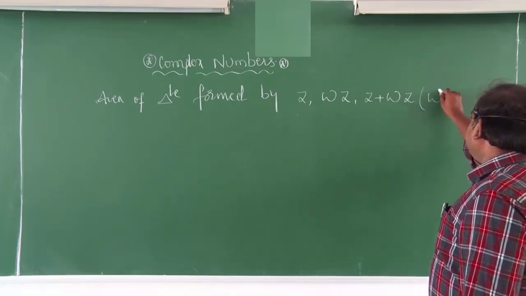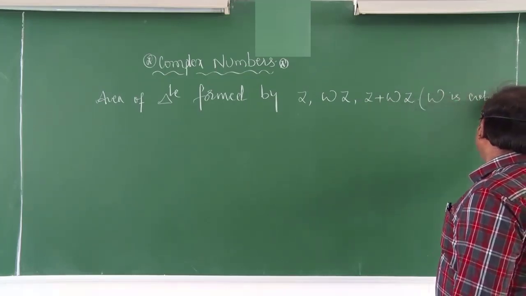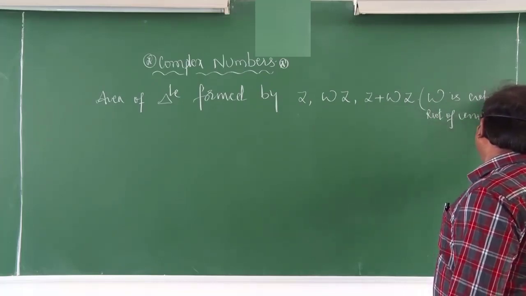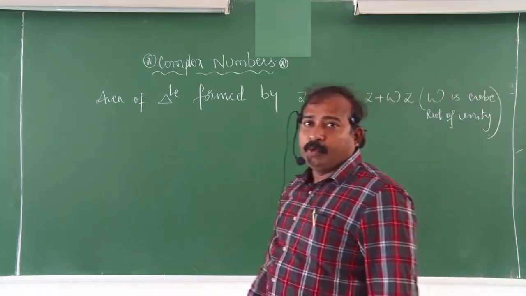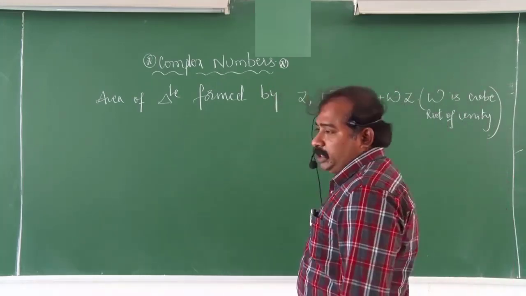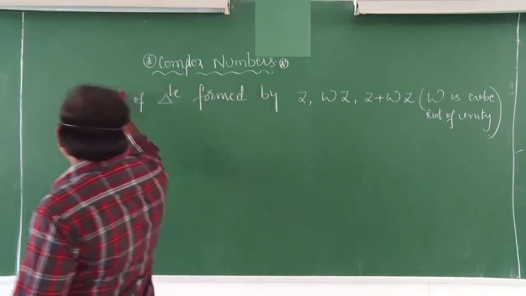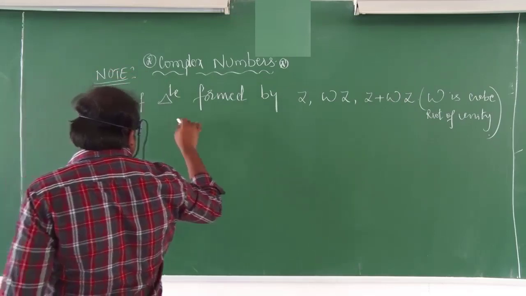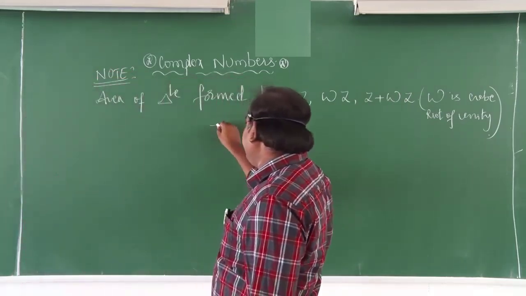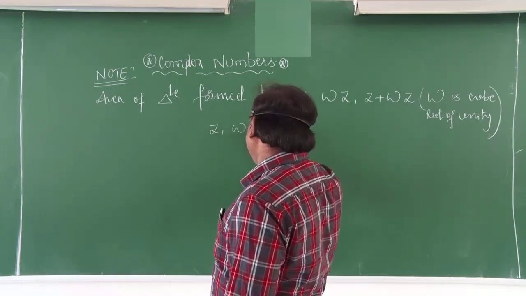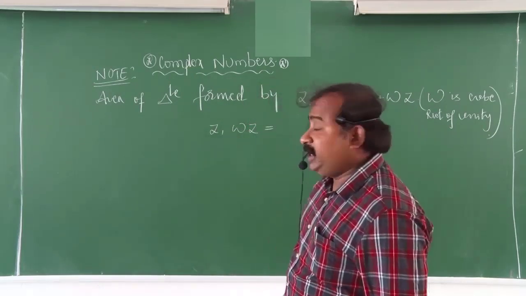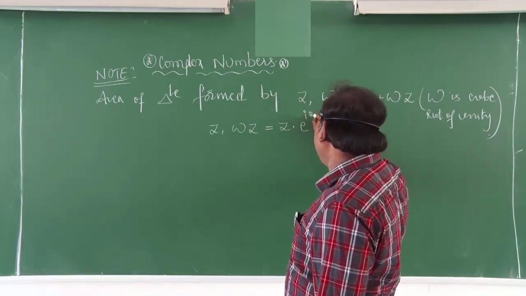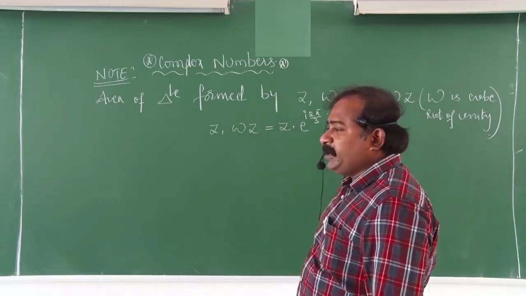Here omega is the cube root of unity. Then what about the area? Now we will discuss. This is the concept. Here, by the data, three complex numbers are given: z, omega z, z plus omega z. z is okay. What is omega z? I can write this value as z into e power i 2 pi by 3. Can I represent it like this?